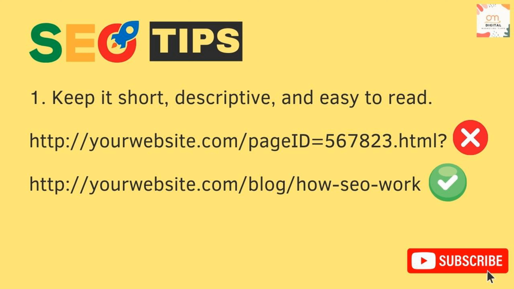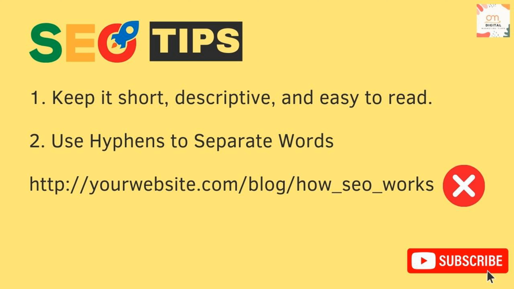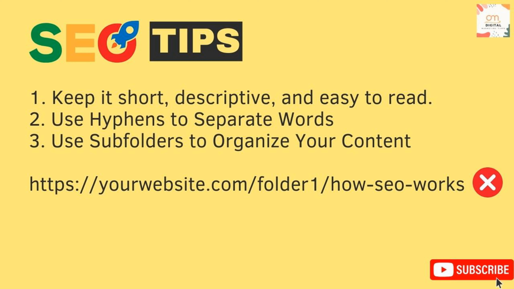And second tip is use hyphens to separate words. Google recommends using hyphens to separate words in your URL slug instead of underscores. They are a standard way of separating words in a URL. In the first case, here how SEO works, they are using underscores. This is a bad example, a bad URL slug. We have to use the hyphens as in the second one. This is the good one.